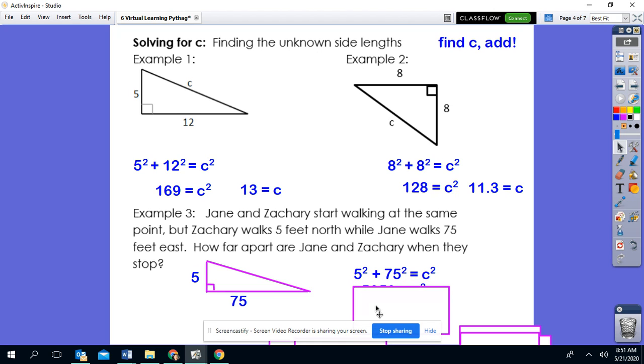I've got 5 squared plus 75 squared equals C squared. I'm going to simplify. I've got 5650 when I square both those numbers and add it together. And then I would need to take the square root, and I get approximately 75.2. Okay, in the next video, I'll show you how to find A or B when you're given the C value.